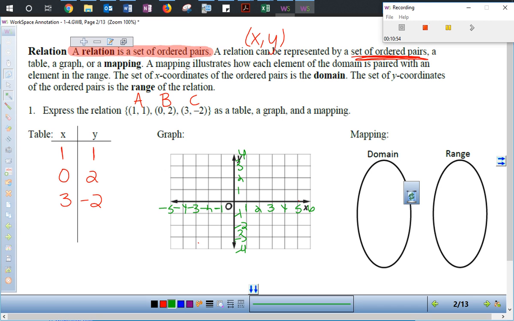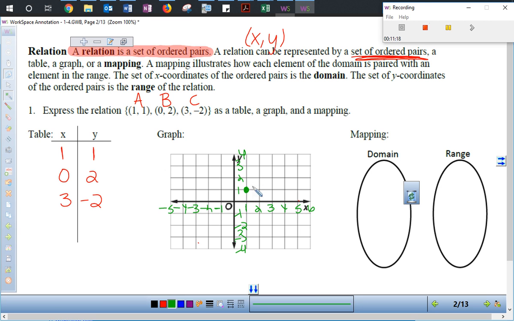So my first ordered pair, point A, is at 1, 1. So it is in alphabetical order, x, comma, y. That means on the x-axis, first I need to find 1, and then on the y-axis I find 1. So we can put a point there.